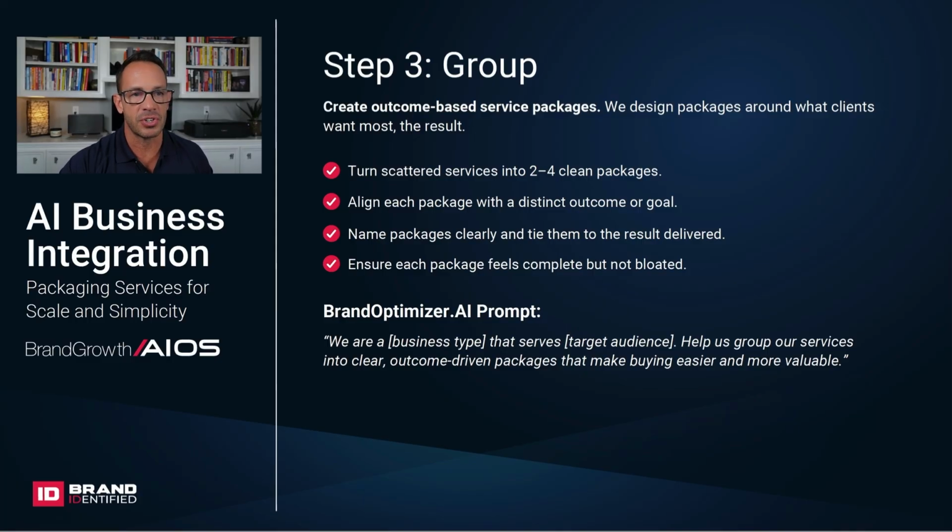We design packages around what clients want most, and that is results. So turn your scattered services into 2 to 4 clean packages. Then align each package with a distinct outcome or goal. Then name those packages clearly and tie them to the results that are delivered. And then finally, ensure that each package feels complete but not bloated. And then I've provided you with another BrandOptimizer.ai prompt for step number 3.